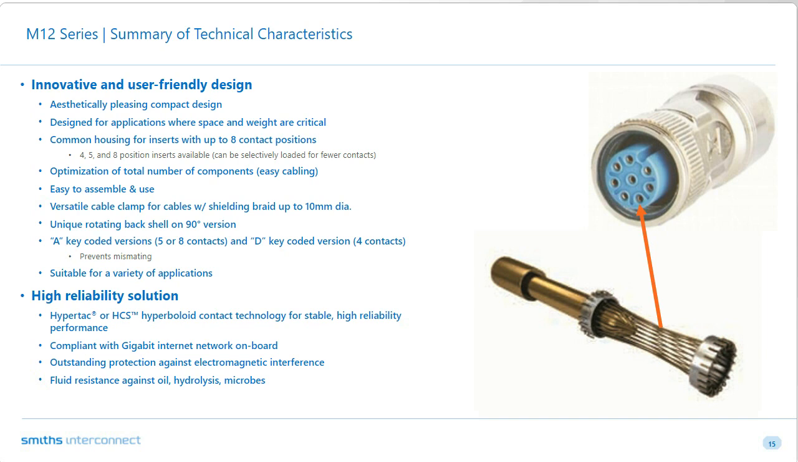It's a high reliability solution. I talked, without repeating again, about the benefits of the hyperboloid contact and why this is important. It's compliant with high data transmission rates, protects against the EMI interference I talked about, and has fluid resistance against oil, hydrolysis, and microbes. Because again, if you picture the environment in which these connectors are operating, these are often things that contribute towards the initiation of the failure mode, if you like.